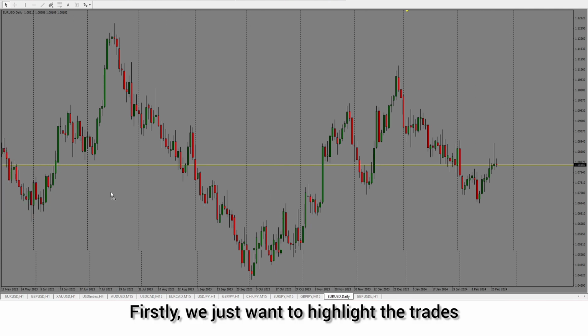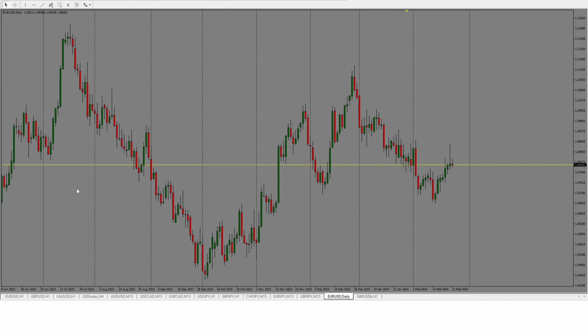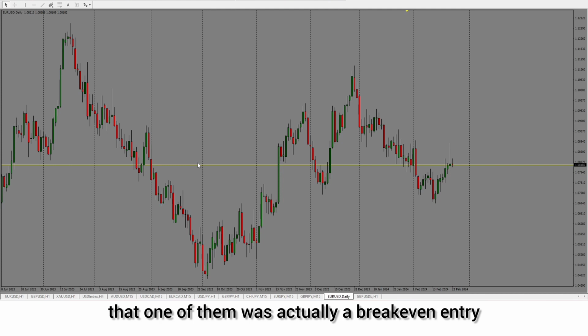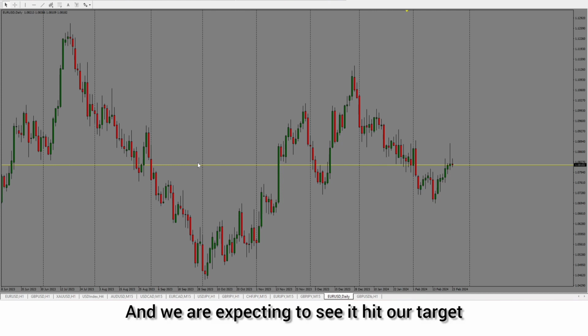Firstly, we just want to highlight the trades that we take in the VIP signals channel, which is a channel where I share my entries with the community. We actually had 3 entries, all on EURUSD, and unfortunately one of them was a break-even entry, one was a winner, and one is still running, and we are expecting to see it hit our target as we start the new week.